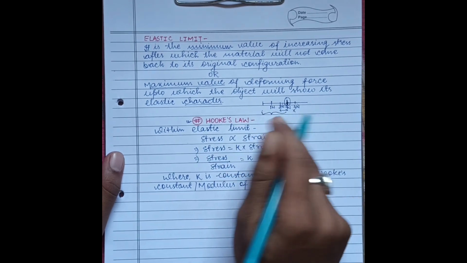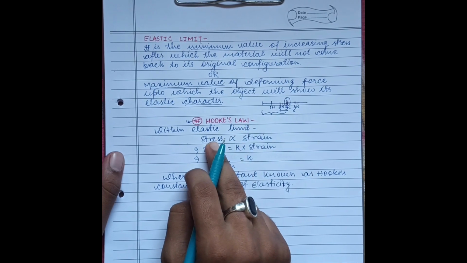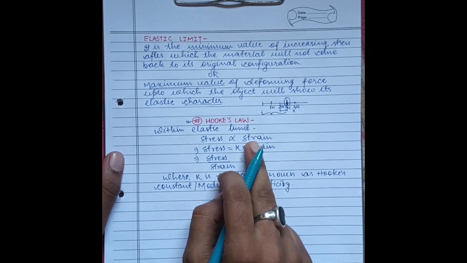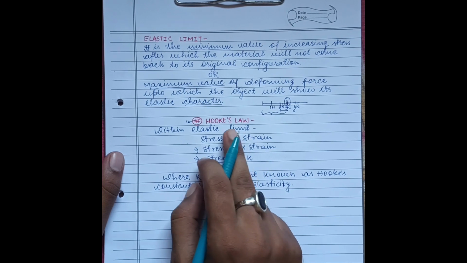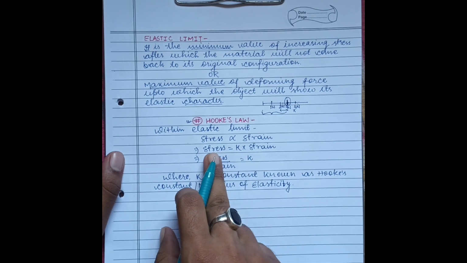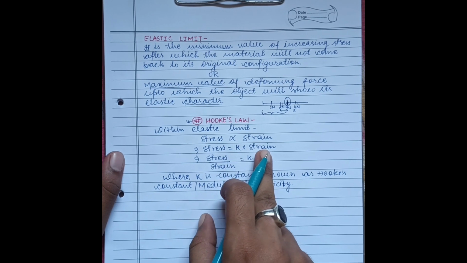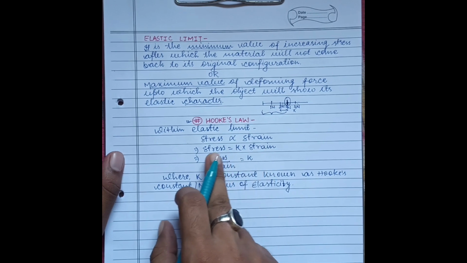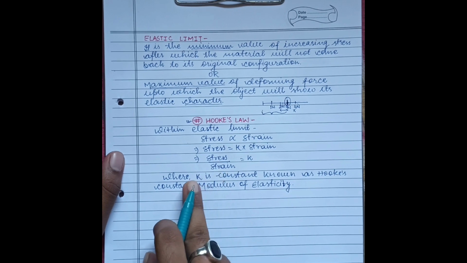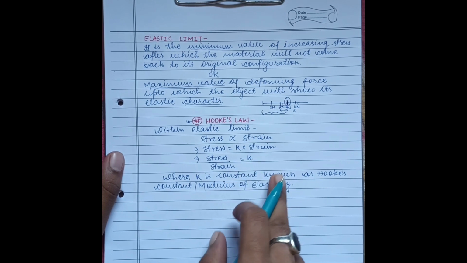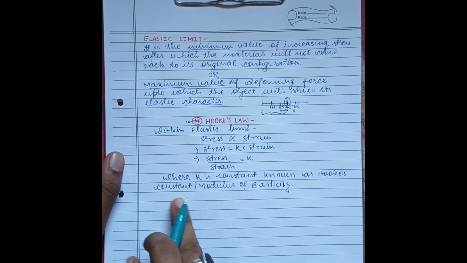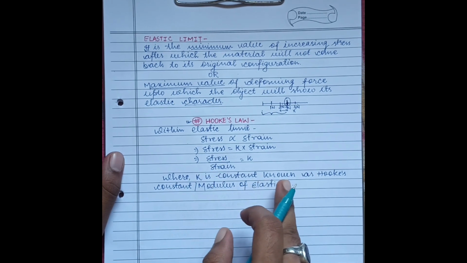Hooke's law states that within the elastic limit, stress applied on any object is directly proportional to strain created on that object. When we remove this proportionality sign, we can put a constant over here. Therefore, we get stress is equal to constant multiplied by strain. So finally, we get this constant K is equal to stress divided by strain, where K is known as Hooke's constant, or we can simply say modulus of elasticity.